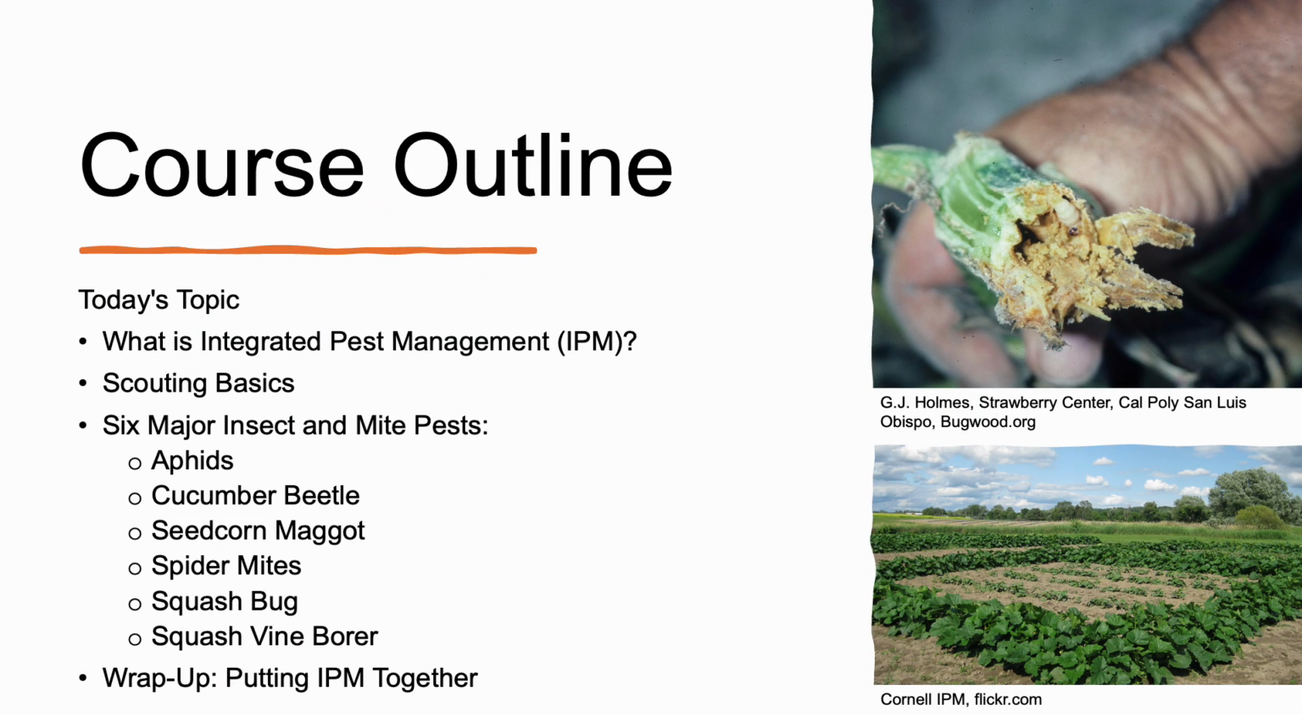In this course, we will cover what is integrated pest management, learn the basics of scouting for insect pests, and then cover 6 major insect and mite pests of cucurbits, including aphids, cucumber beetles, seedcorn maggot, spider mites, squash bugs, and squash vine borer, and then wrap up with a brief summary of the basic aspects of IPM.